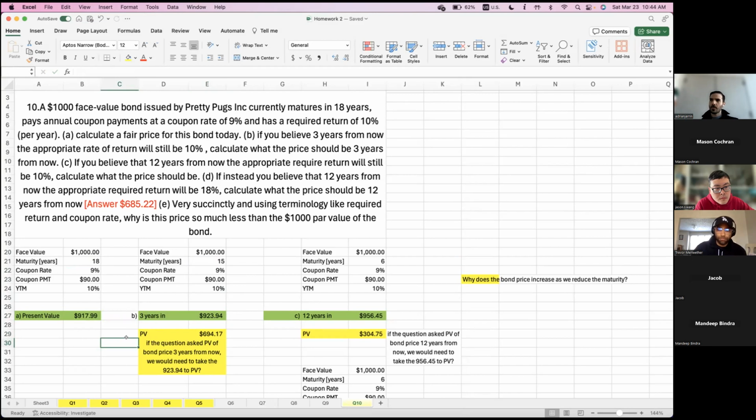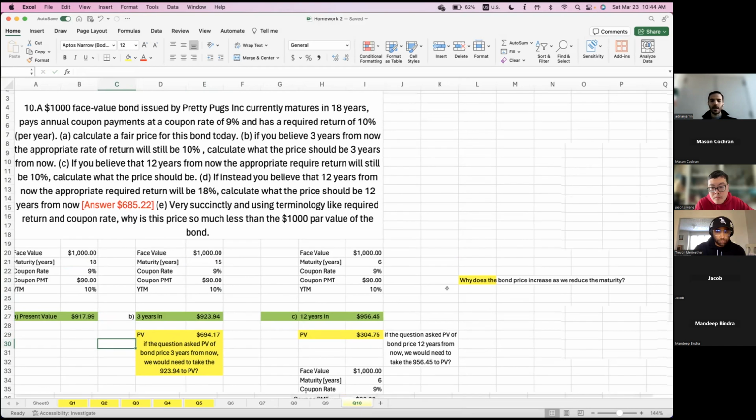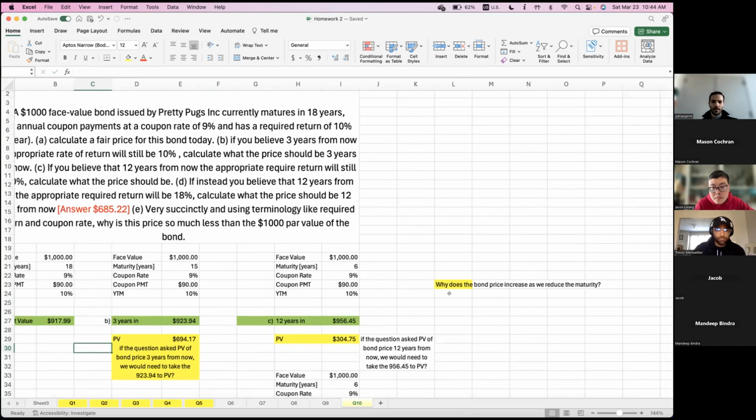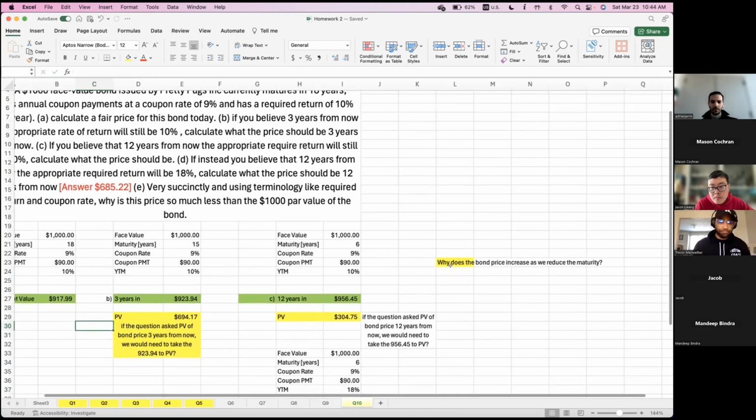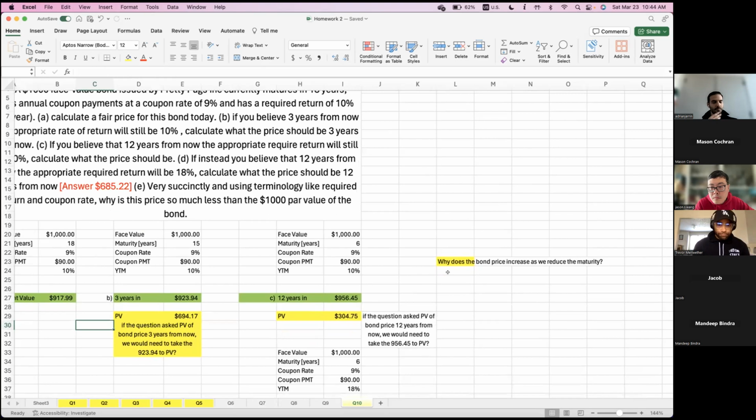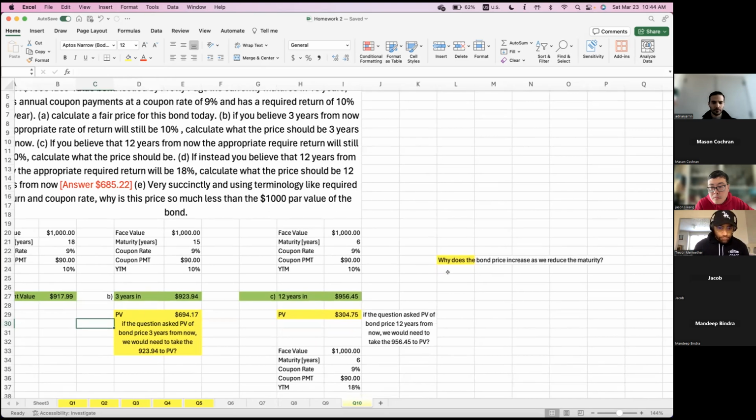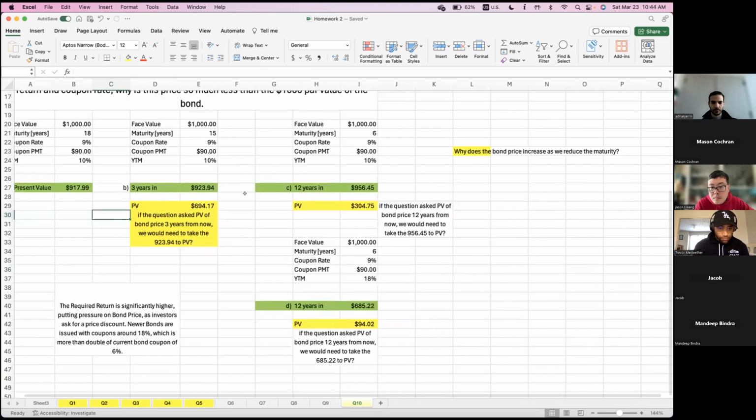$17.56. Yeah, you're in good shape there. And you have your little question there on the bond price increasing as we reduce maturity. That's the whole gravitating toward the $1,000 that we talked about a little bit earlier. Right. And I was looking for your 18% answer down there at the bottom when I was going through all of them. And that price came down. Yeah.